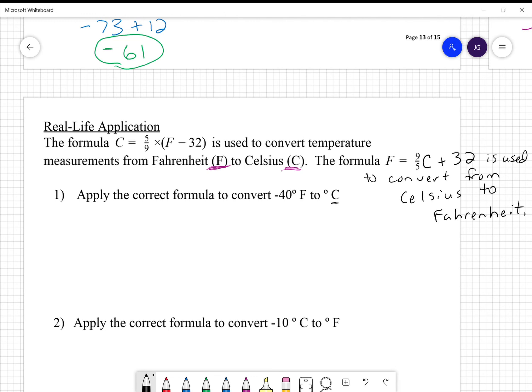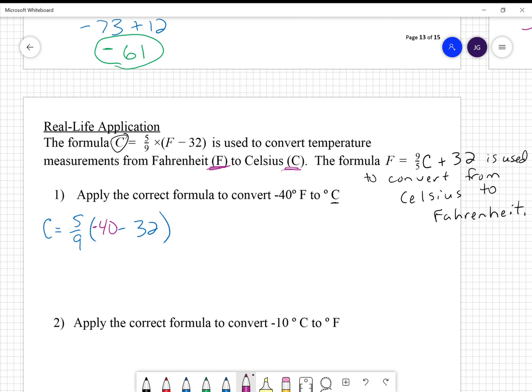Apply the correct formula to convert negative 40 degrees Fahrenheit to Celsius. Since I want to end up with Celsius, I'm going to use the first equation. Celsius equals 5/9 times Fahrenheit minus 32. Well, instead of F, I'm going to put in negative 40, because they told me what the Fahrenheit temperature is.